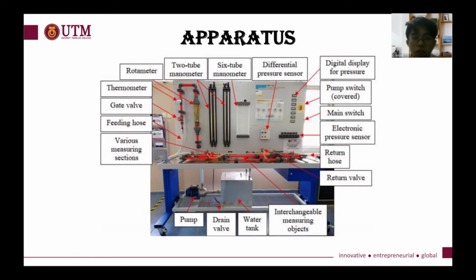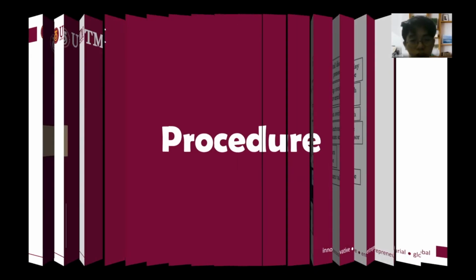So you can see the apparatus we will use in this experiment. The important parts include the pump switch, main switch, the return hose, return valve, water tank pump, the various measuring sections, the place where we put all the pipes, the feeding hose, gate valve, thermometer, rotameter, two-tube manometer, and the differential pressure sensor. Next.